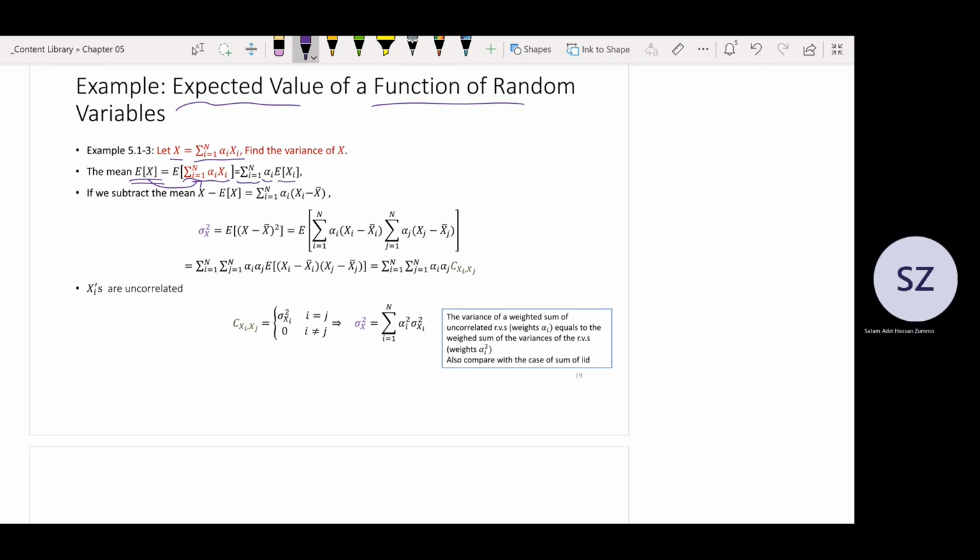Okay? Now, what about the covariance? So basically, we already did this. We need to do now to find the covariance of x. Okay? In order to find the covariance of x, first of all, we subtract x minus x average. When we subtract x minus x average, هسه عندنا summation of alpha i (xi minus x̄i).